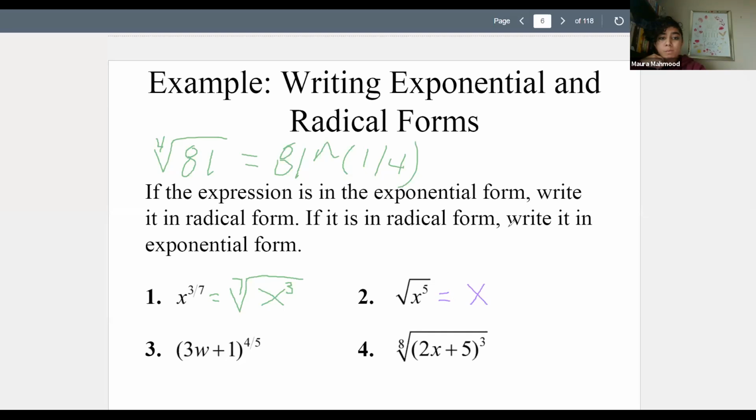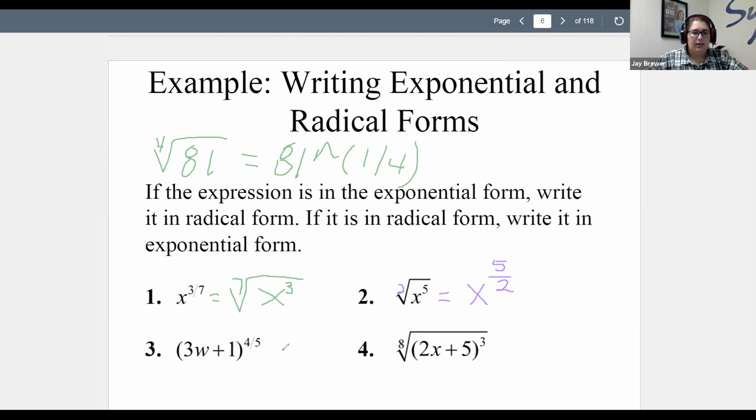5/2. Good. Now, where did Mara get the half from? How did she know it was going to be 5 halves and not 5 anything else? Because it's just a square root. There's no other number there. Very good. So we have what's called the understood 2 there. If you really need to write them in, you can, but at this point, you all should really understand that that's a square root. But obviously, when you're manipulating things, sometimes you can go too fast and forget. So if you need to write that out, go ahead and write it out.